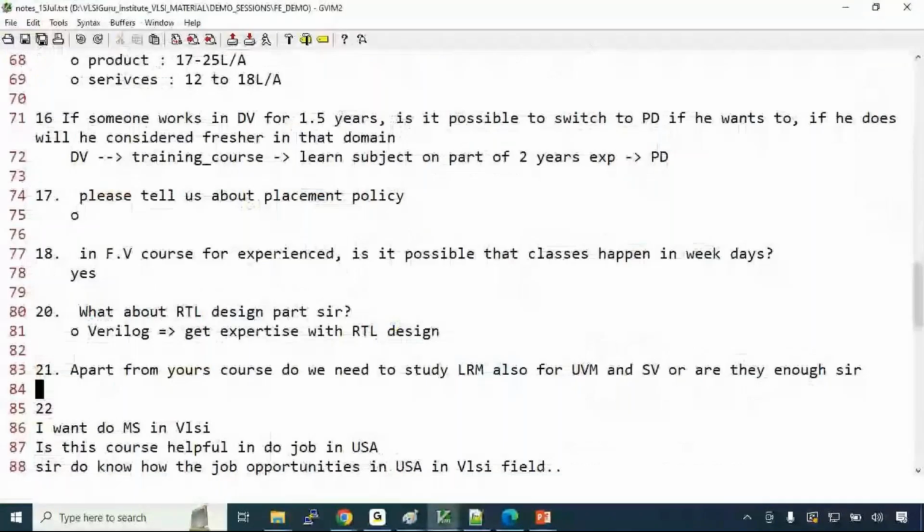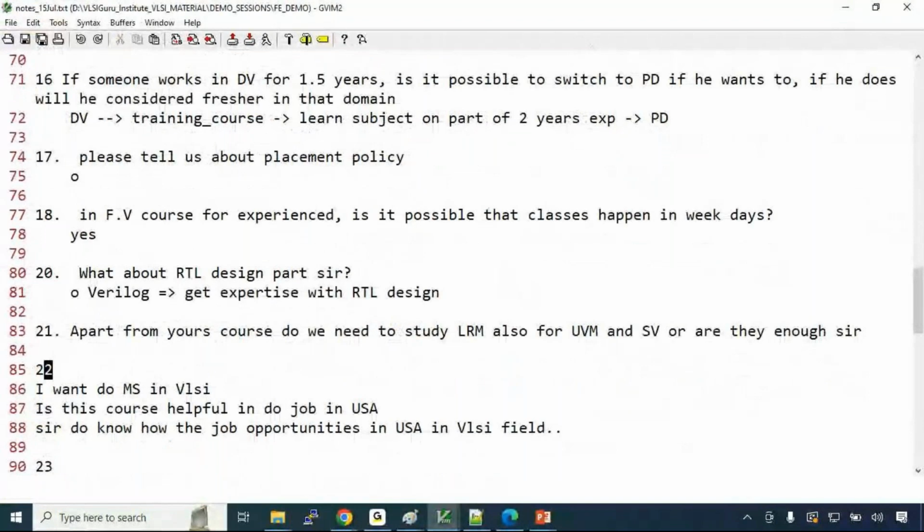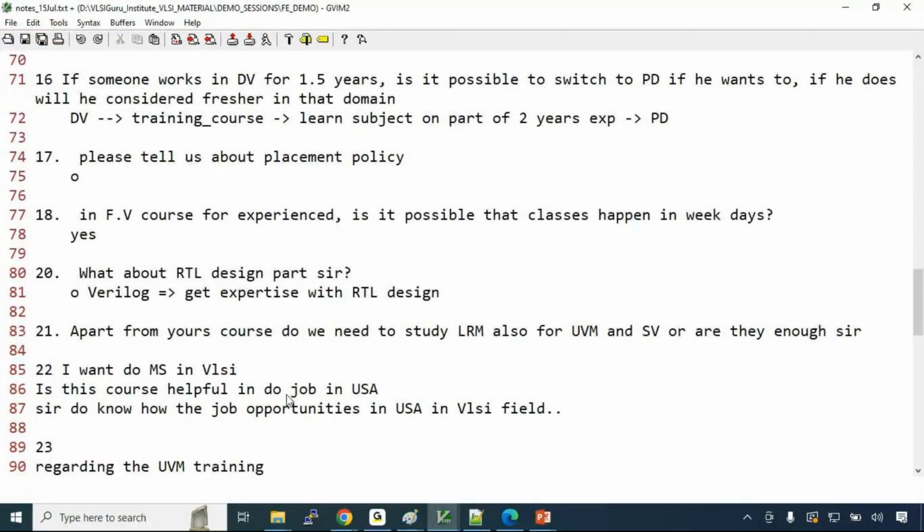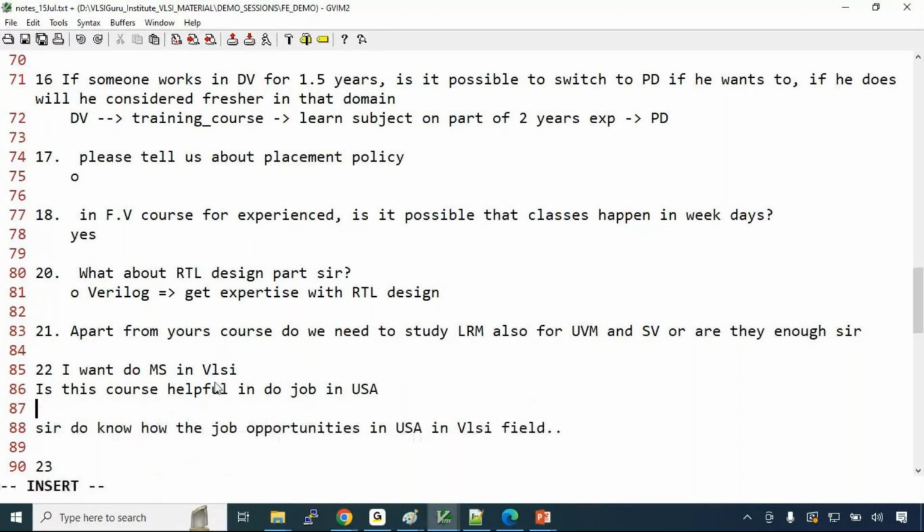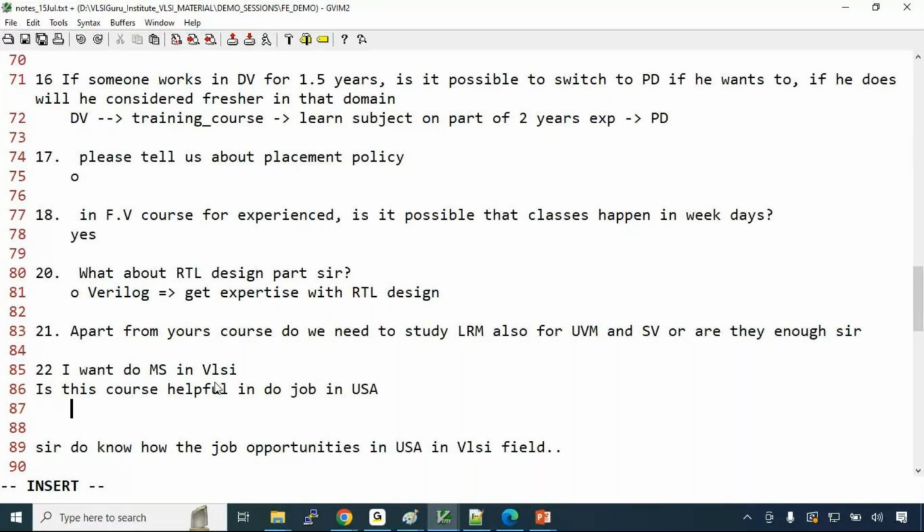I want to do MS in VLSI. Is this course helpful to get a job in USA, or do you know any job in the VLSI field? Okay. There are many students who do our course while pursuing MS, and even after completing MS.